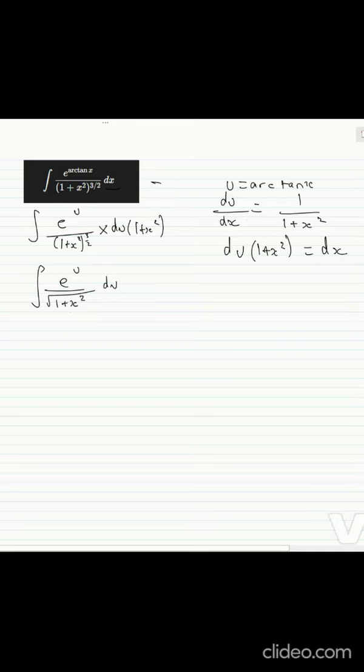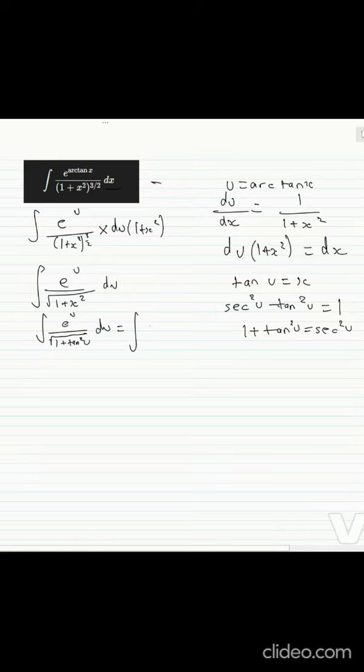So we can go back to our u substitution of u equals arctan x and write that as tan u equals x. And then we can recall the identity, which says sec squared u minus tan squared u equals 1. So 1 plus tan squared u equals sec squared u. So if we go back into the integral, we can write that as the integral of e to the power u upon the root of 1 plus tan squared u du, which equals the integral of e to the u by sec squared u du, which can further be written as e to the power u upon sec u du, which we can finally rewrite as e to the power u cos u du.